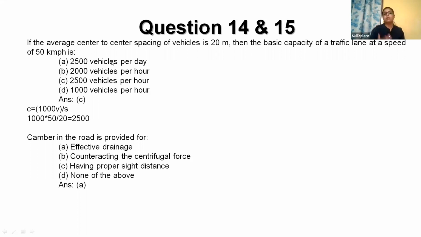They may ask what cant in the road is provided for, like that also. So always check what it is. Just be familiar with all the terms, and then only you can identify the right option here. So here the answer is option A, that is effective drainage.